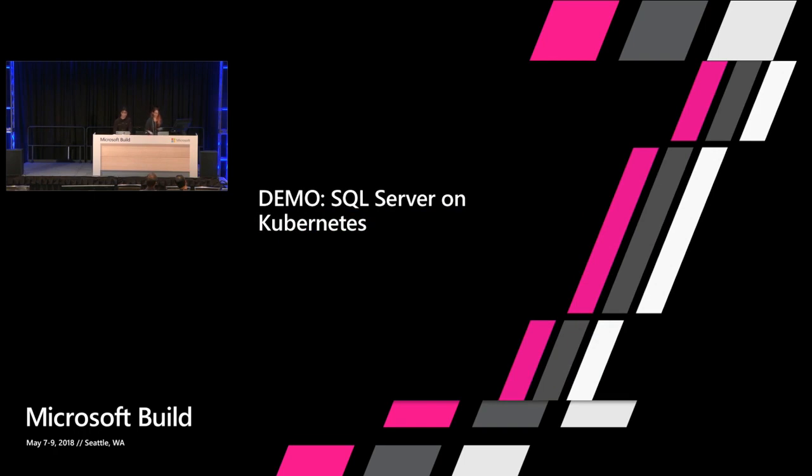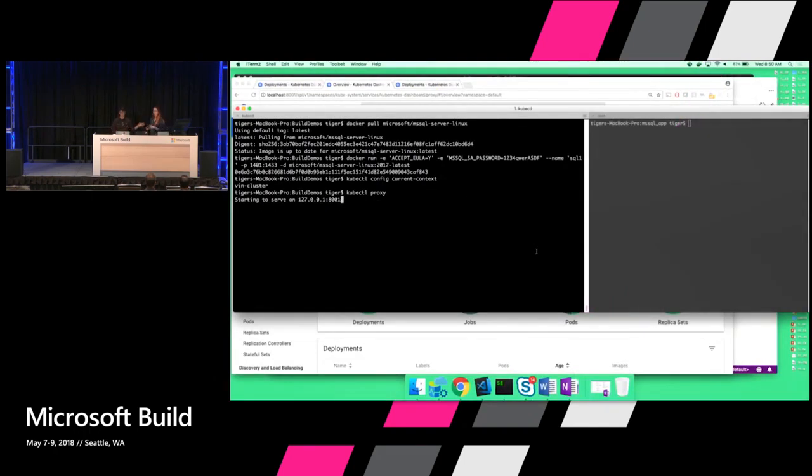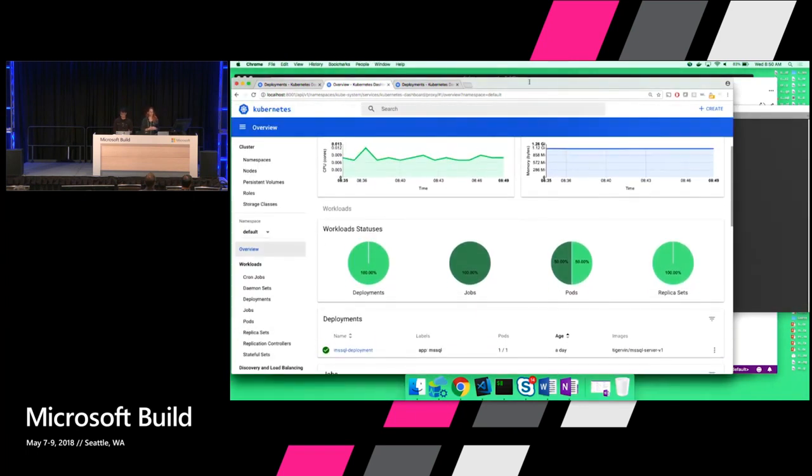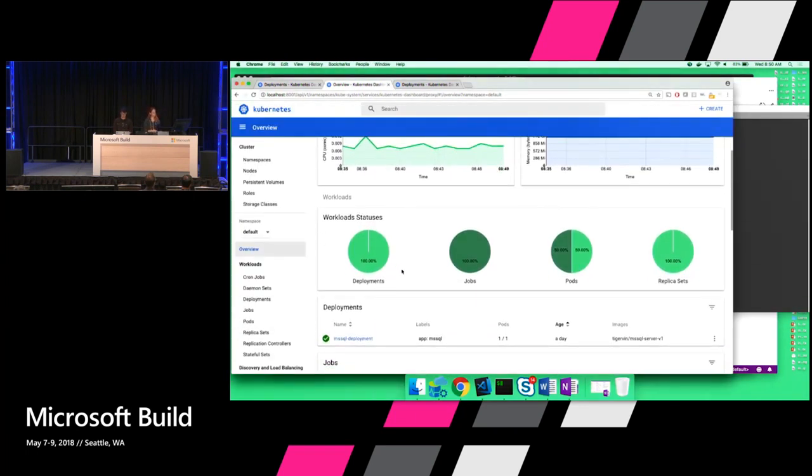So let's show what that looks like. Just to show that exact same diagram that Vicky just had up in the presentation, here I have my local environment connected to a Kubernetes environment in Azure, and I have SQL Server deployed there. Here is my Kubernetes dashboard, which has the deployments and the pods, as Vicky described.